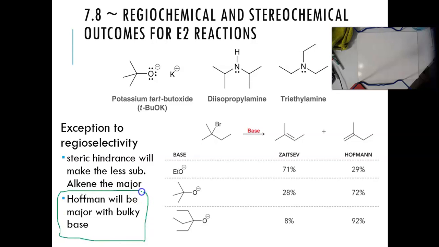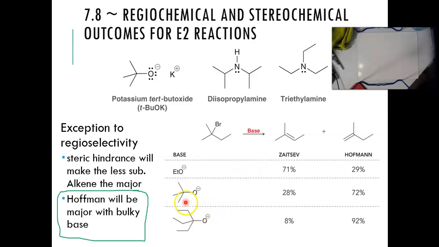The Hofmann product will be the major product if we're using a bulky base. So let's define bulky base and look at the data on here. In this first example, we're using ethoxide, and ethoxide is an ethyl with a negatively charged oxygen. Our products are 71% Zaitsev and 29% Hofmann. So the Zaitsev is our major product, the more substituted.